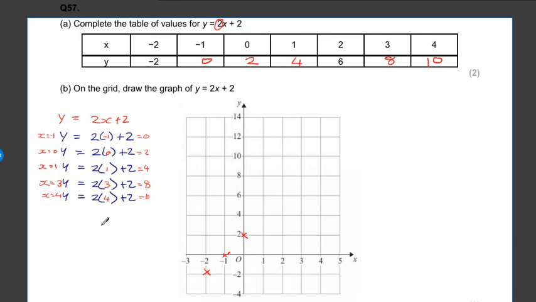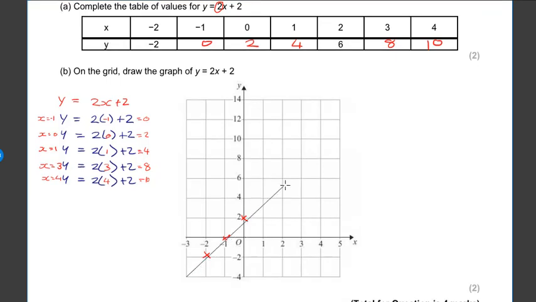So obviously this is just going to be a straight line like that. Let's double check. 1, 4, yes. 2, 6, yes. And then you're going to have 3, 8, and 4, 10. That's it. So that's how you do that.